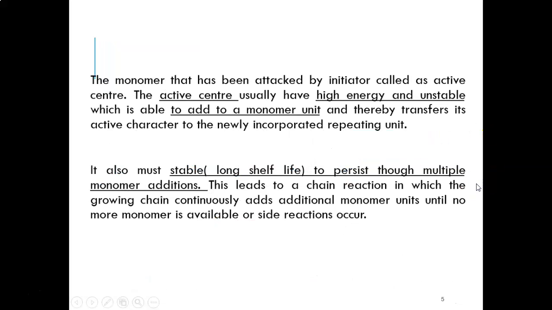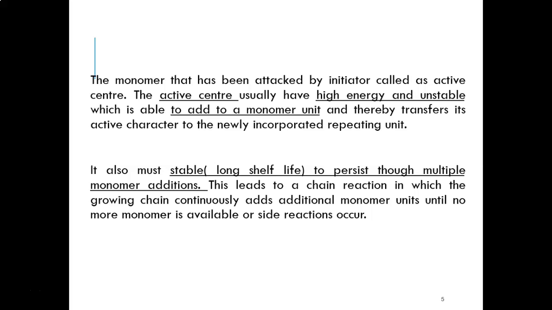The monomer that has been attacked by the initiator is called the active center or active site. The active center usually has high energy and is unstable, which is able to add to a monomer unit and thereby transfer its active character to the newly incorporated repeating unit. So the active center will add to the monomer, propagate, and then produce another polymer.